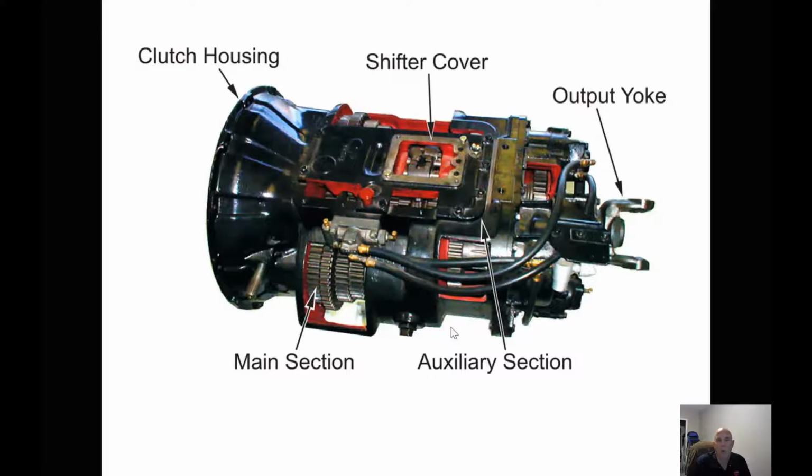Now taking a look, we're just going to deal with the front section. We're not going to deal with the auxiliary section at this time. So we have our clutch housing, we have our shift fork that disengages our clutch, we have our shift cover with our shift rails, and we have our main section. We also have our air shifting setup, which will allow us to go from low range to high range, and in some cases we may also have a splitter. The air system is discussed in a future video.